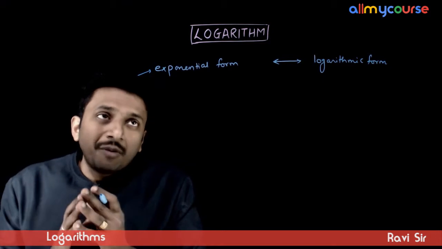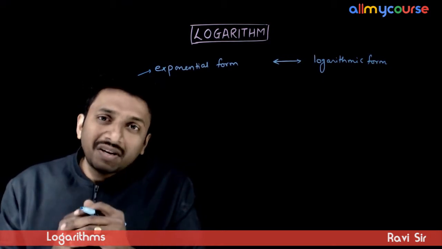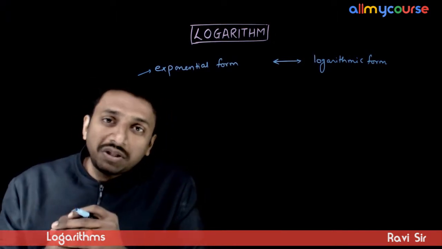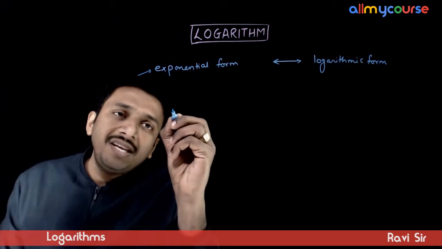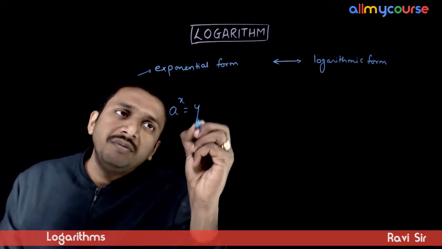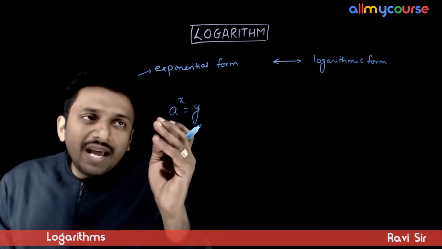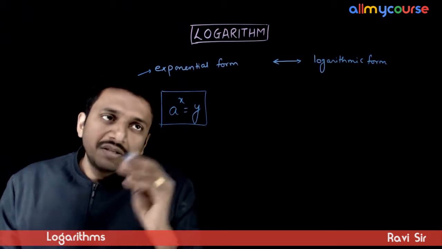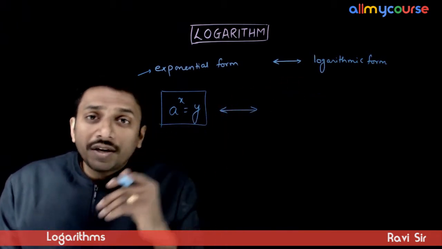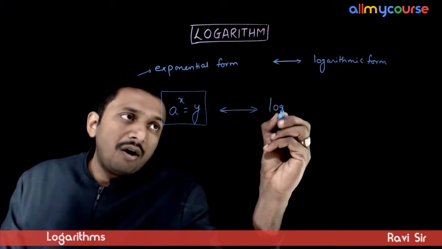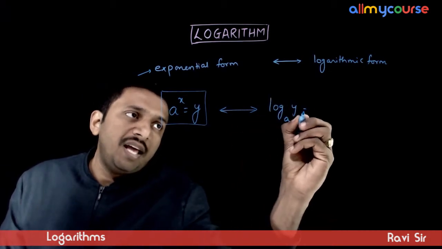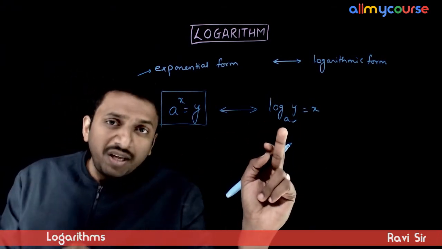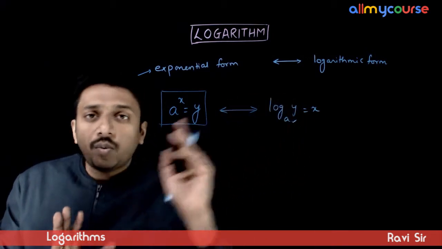So the most basic formula that you need to master in logarithms is how to convert a given equation in exponential form to the corresponding equation in logarithmic form. So if you have an equation a power x is equal to y, so a raised to the power x is equal to y, this is an exponential equation. This can be written in logarithmic form as log of y to the base a is equal to x.